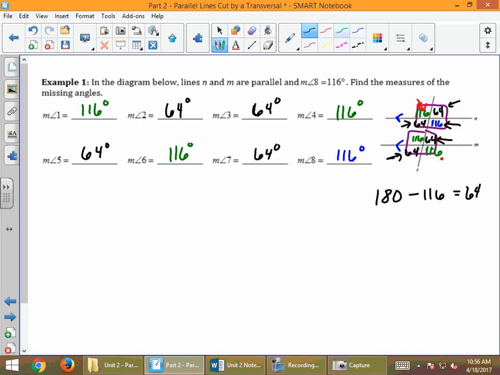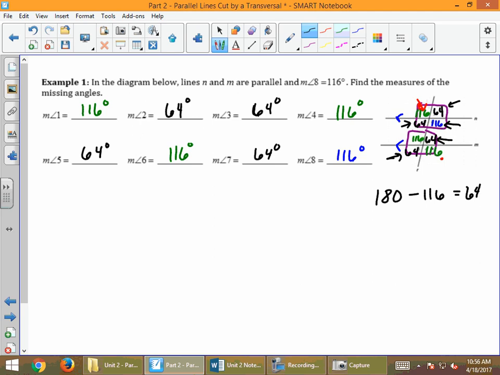So you just have to figure out which angle is the same as the given, fill those in. Subtract the given angle from 180 to get its same side interior angle, and then all the other missing angles are going to be the same as that. So once you get that last measurement, all the other ones are going to be the same.